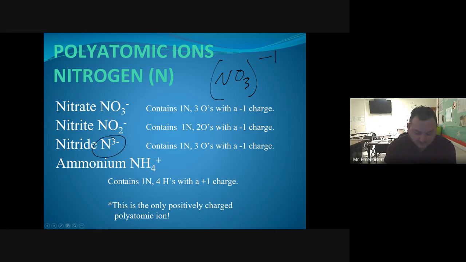This one right here means 1 nitrogen, and it's got a -3 charge. We just flip the 3 and the minus. Okay? This is 1 nitrogen, 4 hydrogens with a +1 charge. So that's +1. All right.